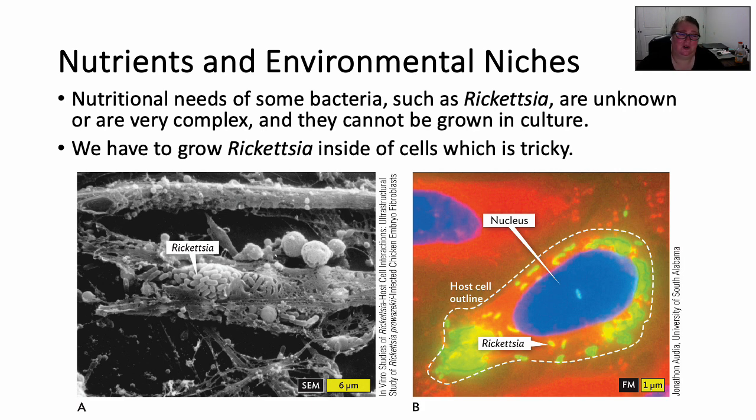So one of these is going to be rickettsia. Rickettsia is a type of bacteria that we know grows, but we don't know what they need. We don't know their nutritional needs, and we can't just grow them on a petri dish. So rickettsia is actually going to require a human cell line, and we're going to grow them in cells in the petri dish in order to study them.